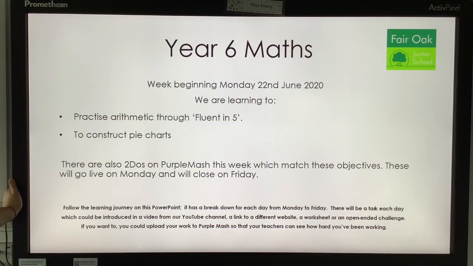We are going to continue practicing our arithmetic with Fluent in 5, but we are going to move on to constructing pie charts, not just interpreting them. Now, in order to construct a pie chart, you do need a protractor. You will not need one for the first few sessions. The first few sessions I've either put the segments on for you or there are markers around the outside. You will need a protractor towards the end.